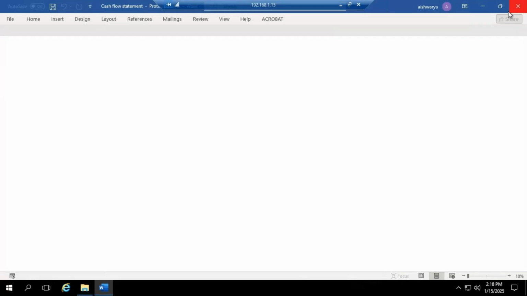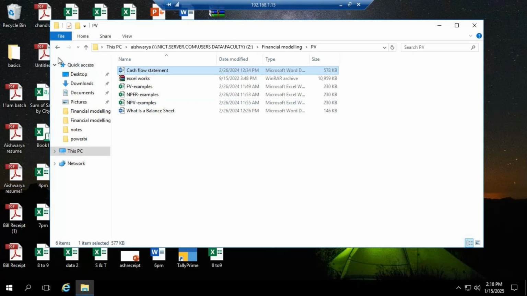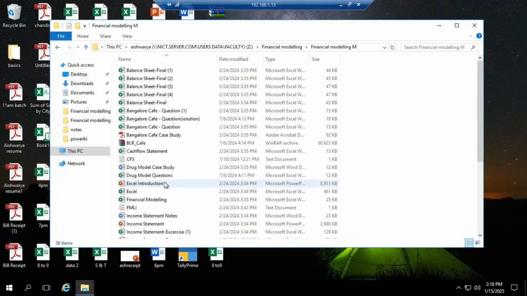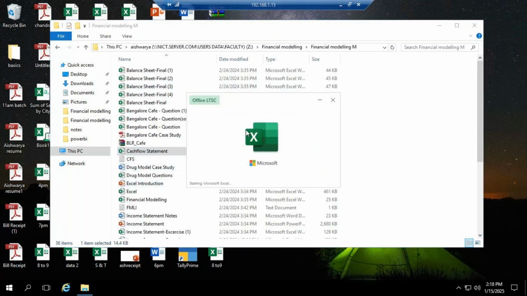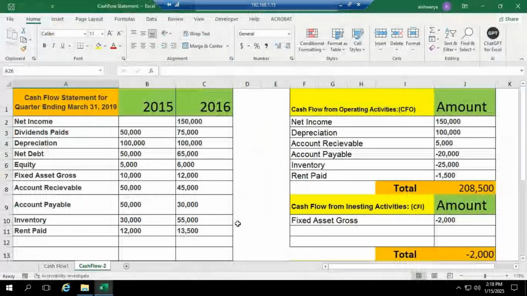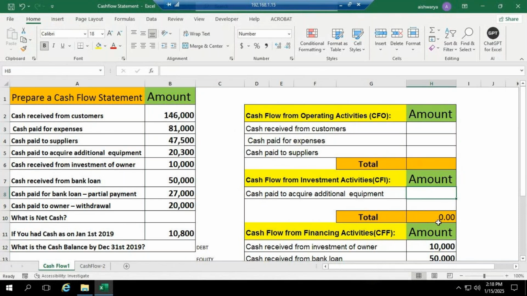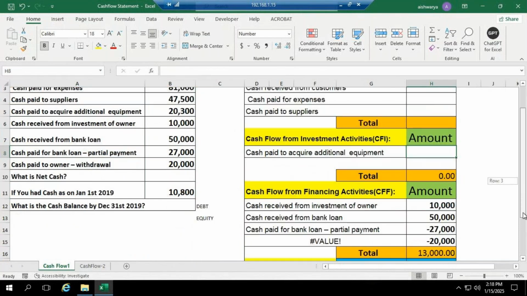Okay, so then we will discuss the practical examples of this cash flow statement. Now here, cash flow 1, the first sheet. So, cash received from the customers. Whatever things you want to do here, actually I'll just delete these things.